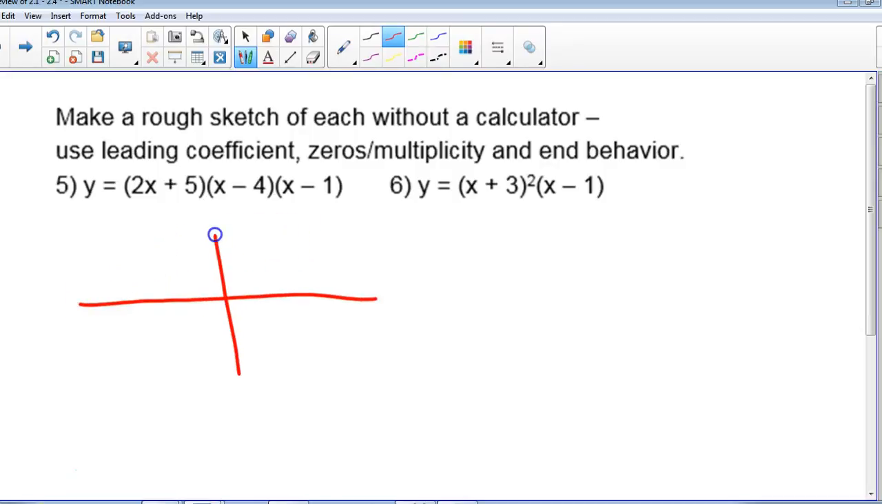Make a really rough sketch. It has a 0 where? Tell me where the zeros are, guys. Negative 5 halves, which is negative 2.5, right? 1 and 4. Okay, what's the degree, though? If I multiplied that all together, I'd have a 2x, an x, and an x, which would be a degree 3. And the leading coefficient would have been positive 2. So which way should I start when I'm doing my end behavior idea here?